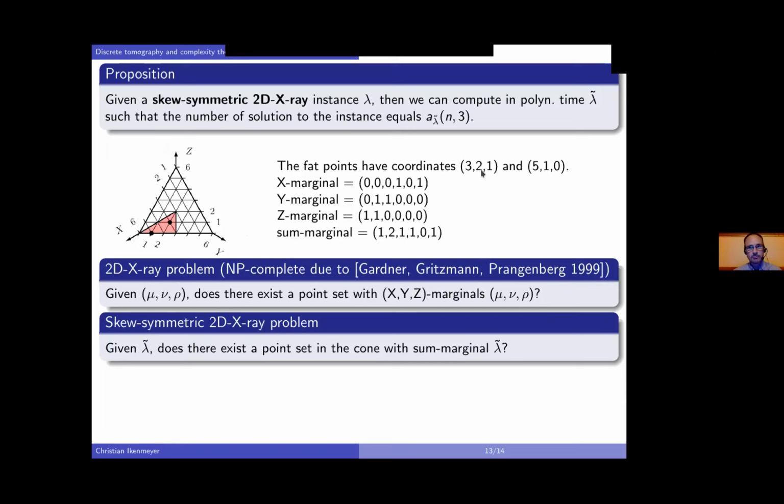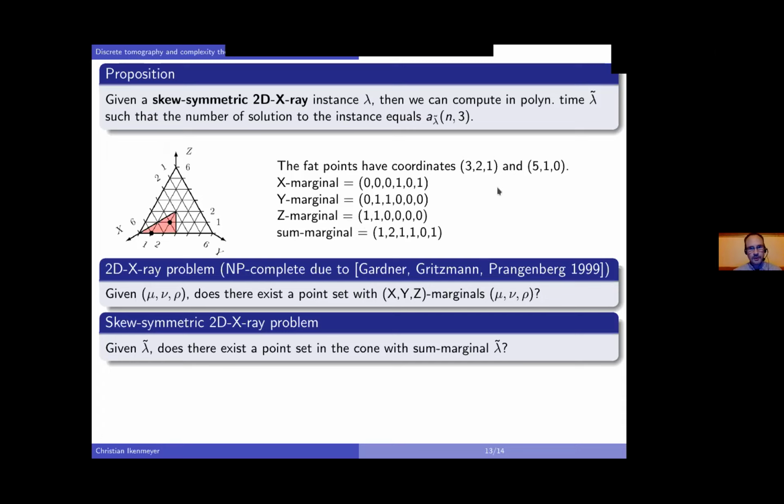You have a point 3, 2, 1, you have a point 5, 1, 0, and they are sitting here. And you have an X marginal, which is, there's a 3, there's a 5 in X. There's a 3 and a 5 here. 0, 1, 2, 3, 4, 5, right? This is this 3 and this 5. There's a Y marginal having the 2 and the 1, right? Having ones here. And there's a Z marginal. And this is the sum marginal, as before. I just take them all.